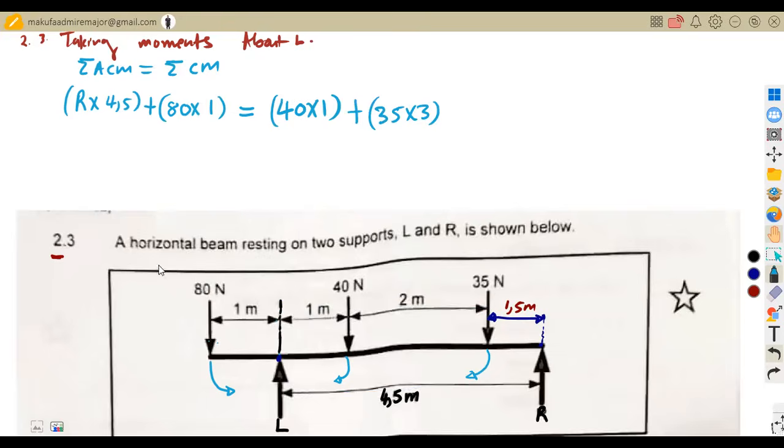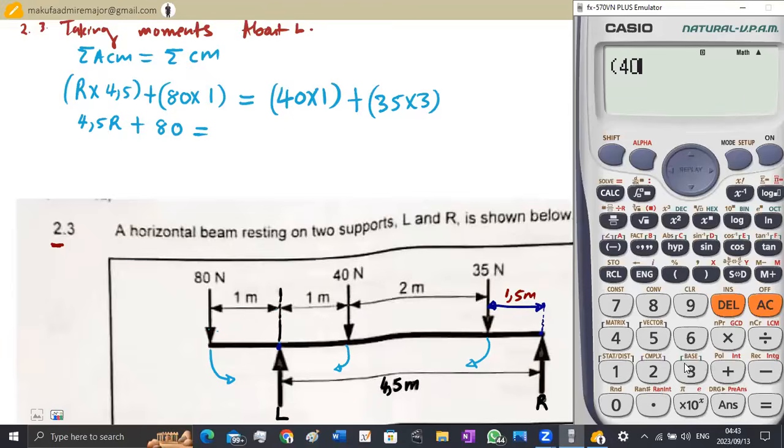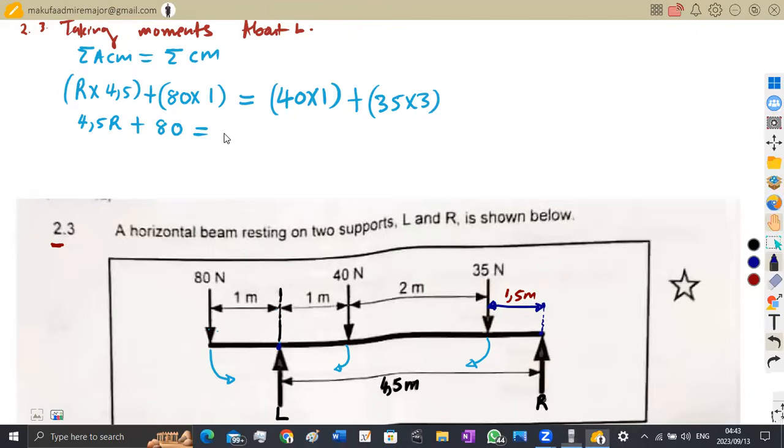So as you can see, after this, we can simply combine R times 4,5. It is going to be 4,5 R plus 80 times 1, which is 80, which is going to be here. You just combine everything on the other side. Let's just see from our calculator here. If we combine, that's 40 by 1. We add 35 times 3 in this case. So this is going to be 35 multiplied by 3. So that's 145 at the end in this case.